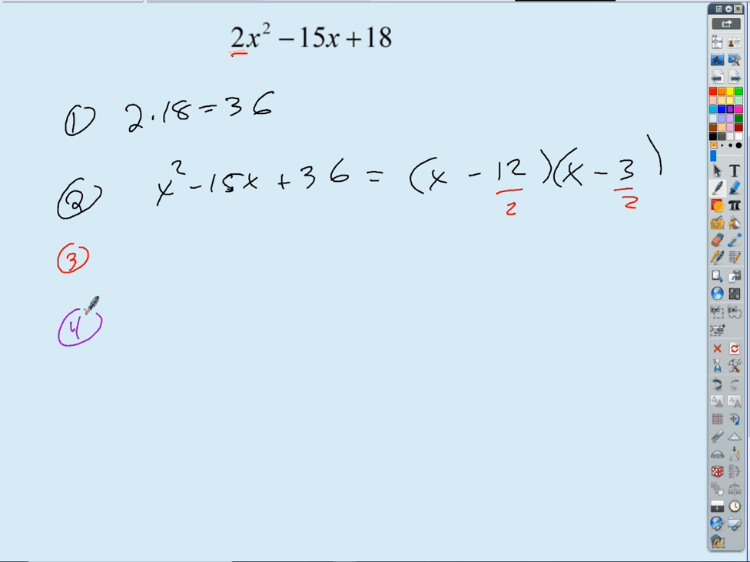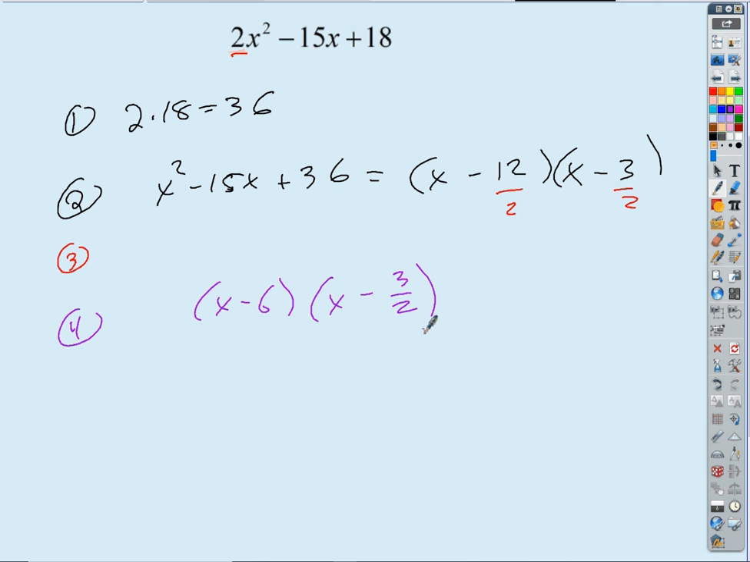Okay, so step 4. Let's see, 12 over 2 reduces to what? 6. Let's see, what am I going to get for this other one then? Does that reduce, 3 halves? So we get x minus 3 halves.